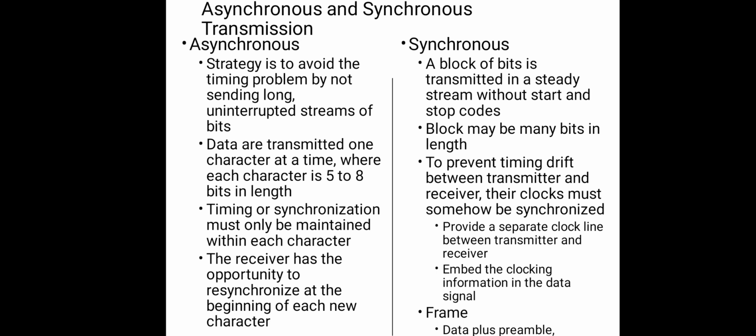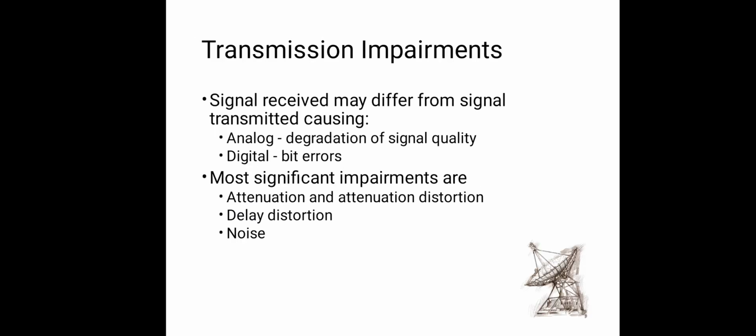To prevent timing drift between transmitter and receiver, their clocks must somehow be synchronized. One option is to provide a separate clock line between the transmitter and receiver. Another is to embed the clocking information in the data signal. The receiver has the opportunity to resynchronize at the beginning of each new character. Frame: data plus preamble.